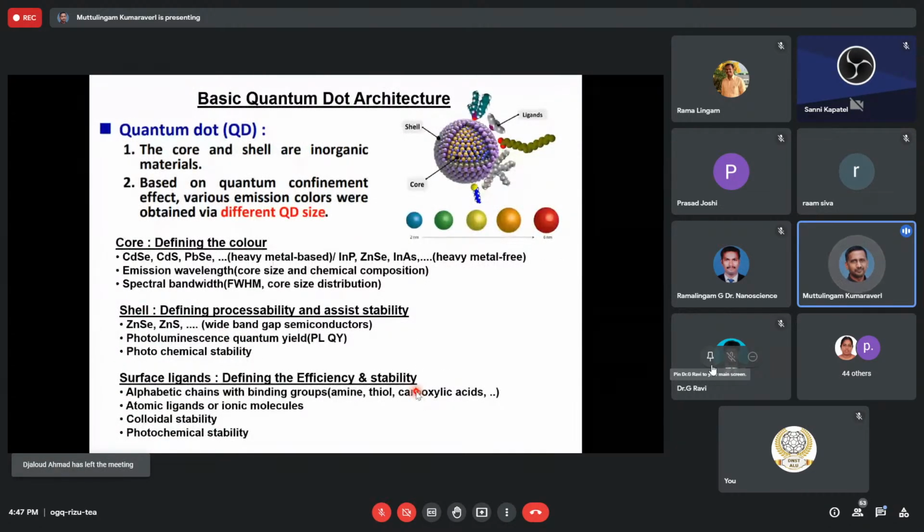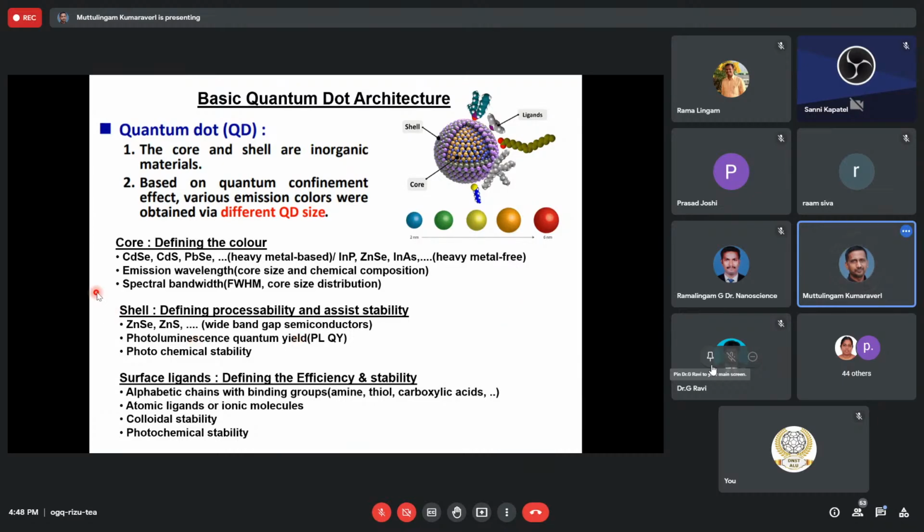So this is the quantum dots. Dr. Rama already talked about it. I'm going to give a little bit of details of these quantum dots. The quantum dots are made by inorganic materials. The core actually defines the color, because the size of the core will tell us which color it will emit.